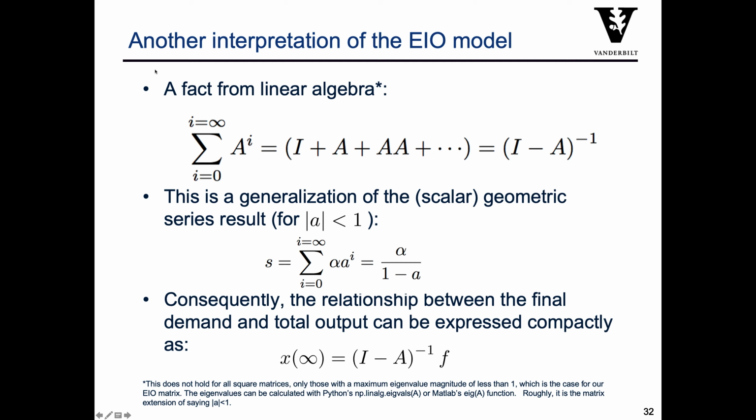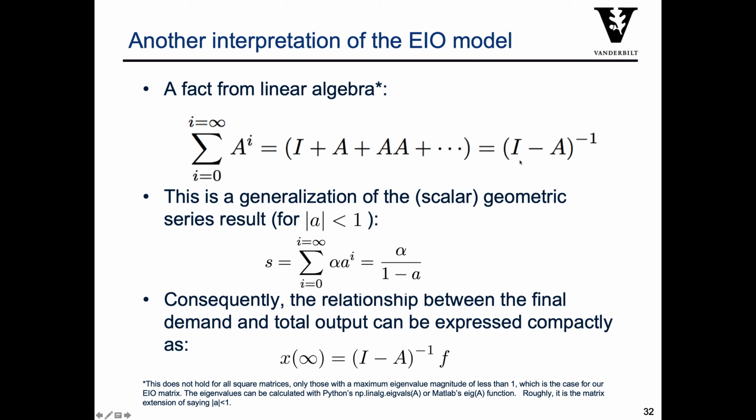I'm just telling you that this summation does, in fact, have a limit, and that limit is (I minus A) inverse in a very special setting, which holds true for the EIO models. Well, where does it come from, and what is that special setting?